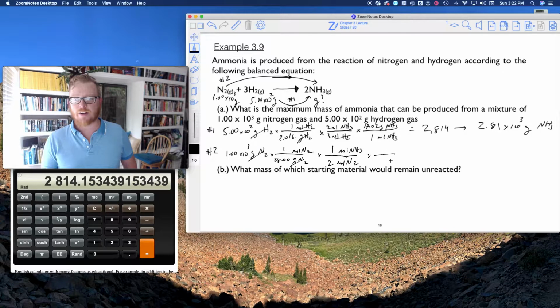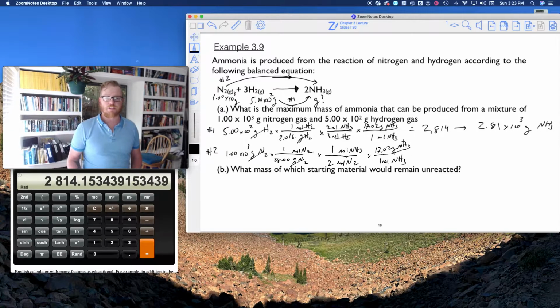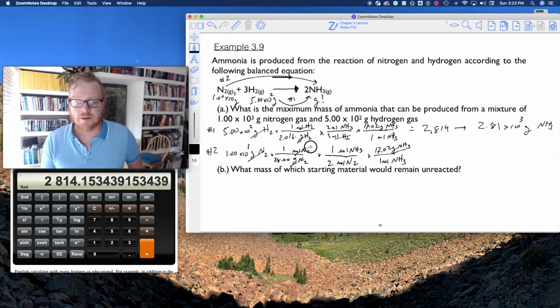And then finally, this very last line I can copy identically from above because it's the same conversion, moles of nitrogen to grams of nitrogen. Okay, and my units cancel all very nicely. And so let's calculate this out.